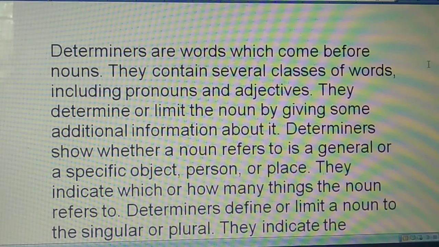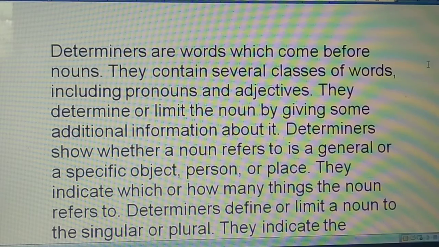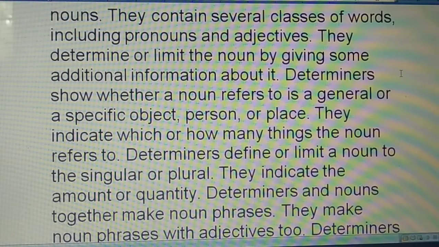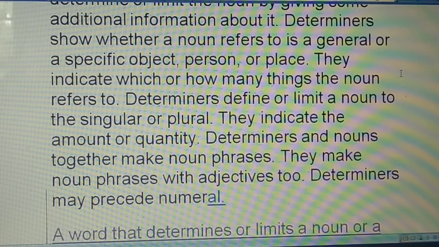Determiners show whether a noun refers to a general or a specific object, person, place, or thing. They indicate which or how many things the noun refers to. Determiners define or limit a noun to singular or plural.